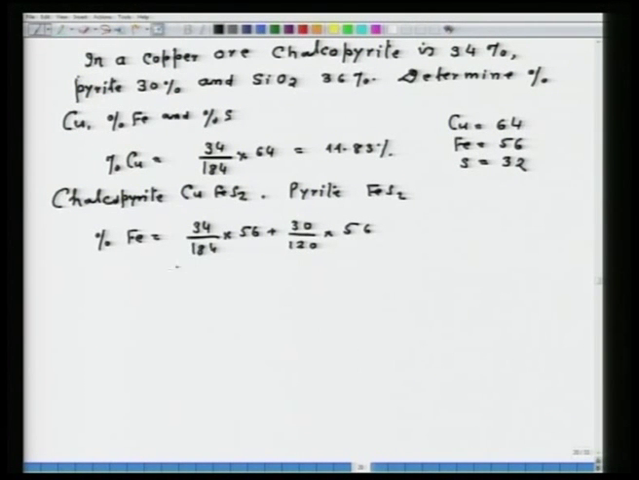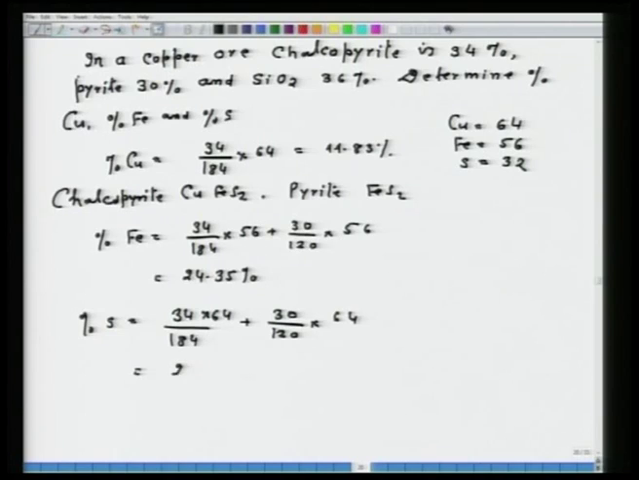I hope you can add both of them and that will be 24.35%. This is the percent iron. Now, similarly, percentage of sulfur will be equal to 34 upon 184 into 64 plus 30 upon 120 into 64, that will be equal to 27.83%. That is the answer for this. Now, this is just starting with the very easy, so that you can also solve the problem.